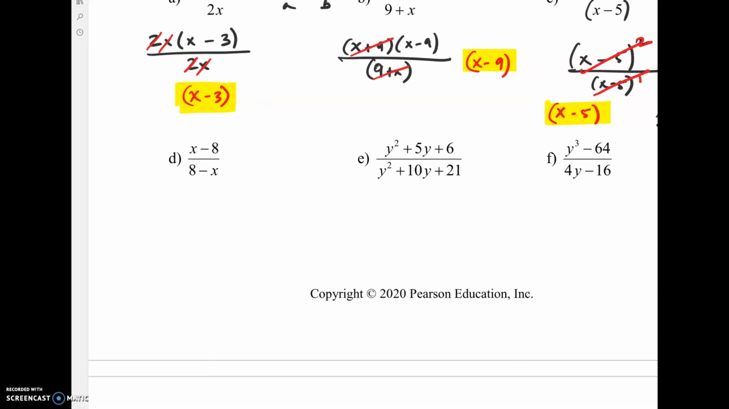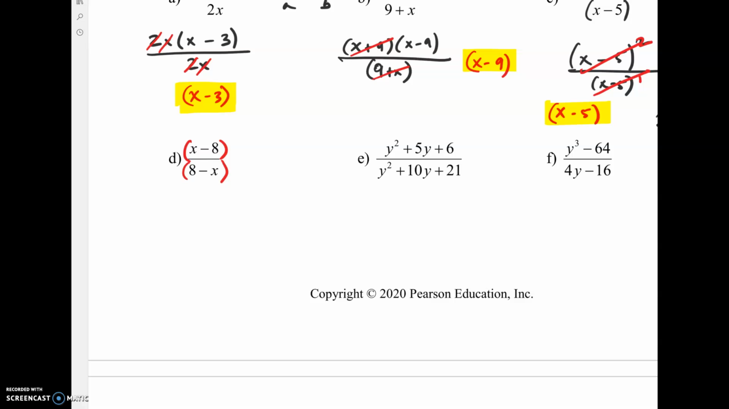If you look at letter D, it almost looks the same. And I know we are very tempted to cancel, but no, you cannot cancel. Because on the top, you can't factor anything, so this is like x minus 8 itself. And this is 8 minus x itself. And you cannot cancel, cross cancel, or any of those.